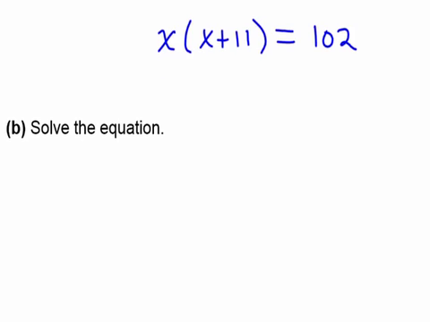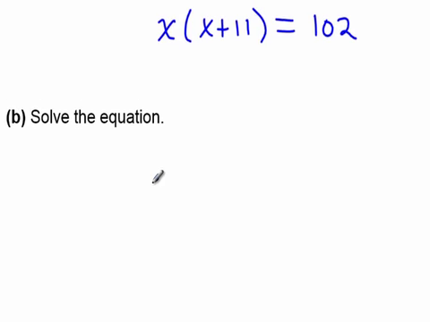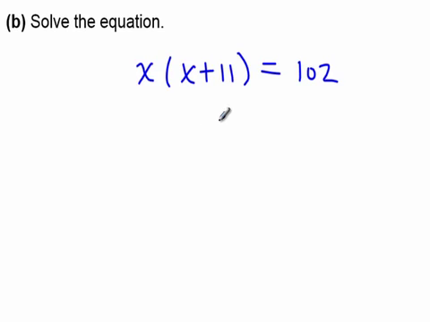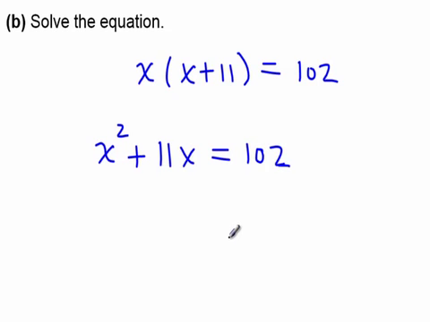Part B, solve the equation. So I'll recopy the equation. We have x times x plus 11 equals 102. And now we'll use the distributive property on the left, giving us x squared plus 11x equals 102. So here we have a quadratic equation that we will try to solve by factoring.